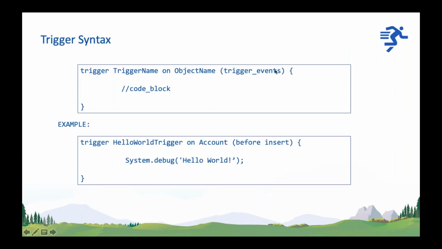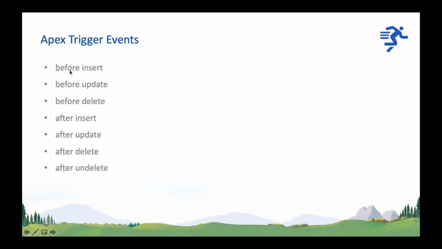This trigger events can be 7, total 7. So these are those 7 trigger events: before insert, before update, before delete, after insert, after update, after delete, after undelete.